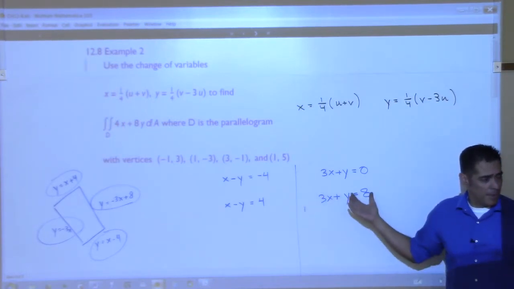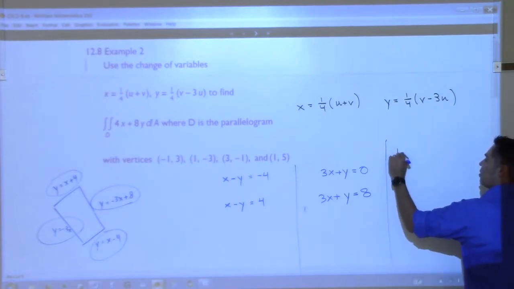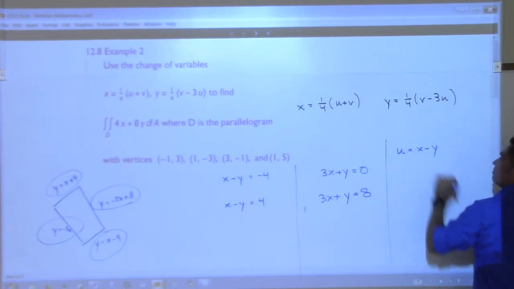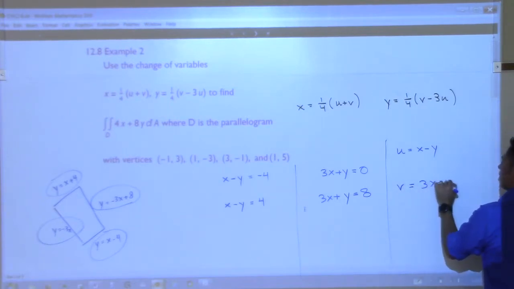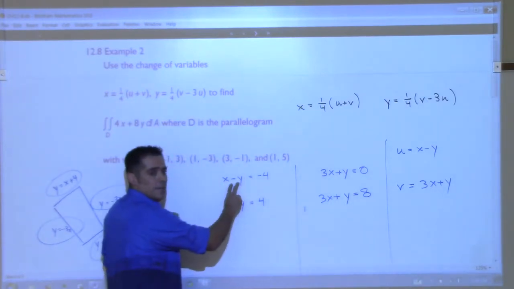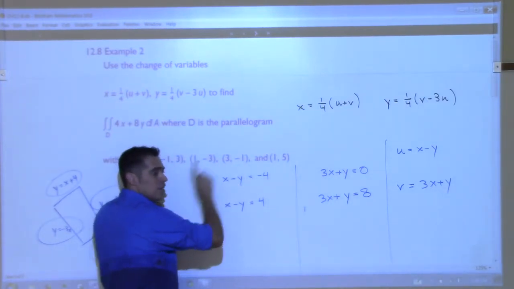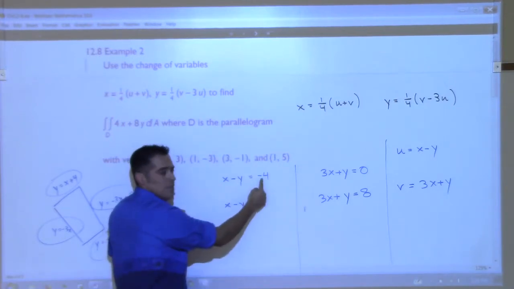You'll see that? So here's what I'm going to do. Let's let u be equal to x minus y. And let's let v be equal to 3x plus y. Because if u is this, then after the transformation, what is u going to become in the new place? U is going to become negative 4.